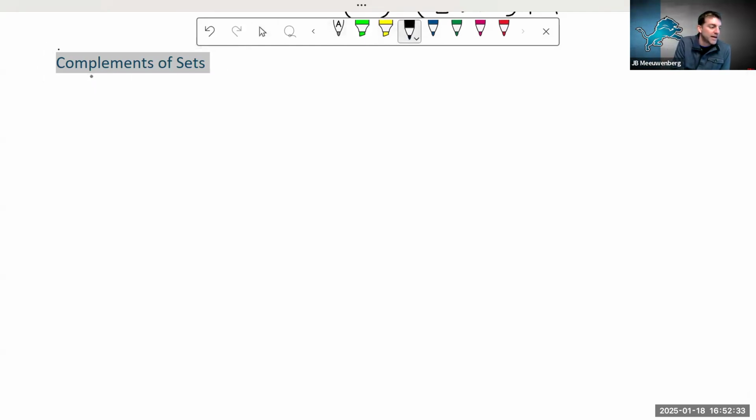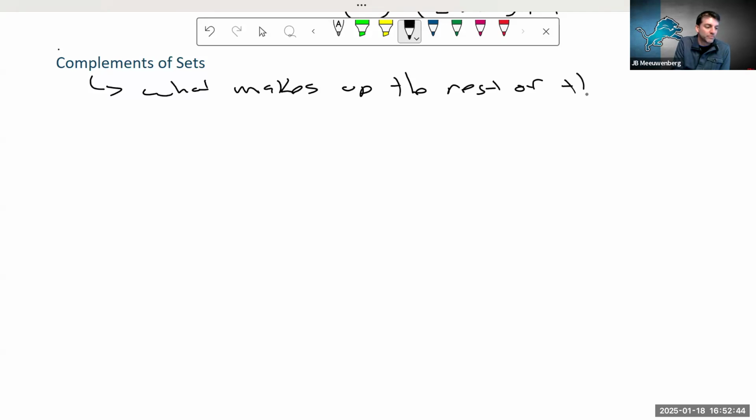So a complement is what makes up the rest of the group, in generic, non-mathematical terms. What makes up the rest of the group? As far as sets go, it is basically the things that are not in the set that we're talking about. All the other elements that are part of the universal set, but not in the particular set that we are talking about.